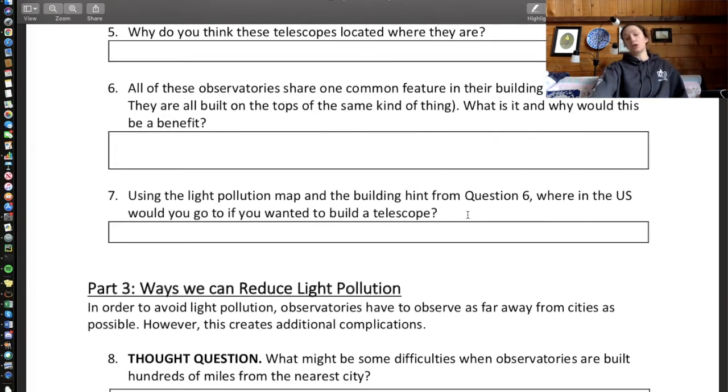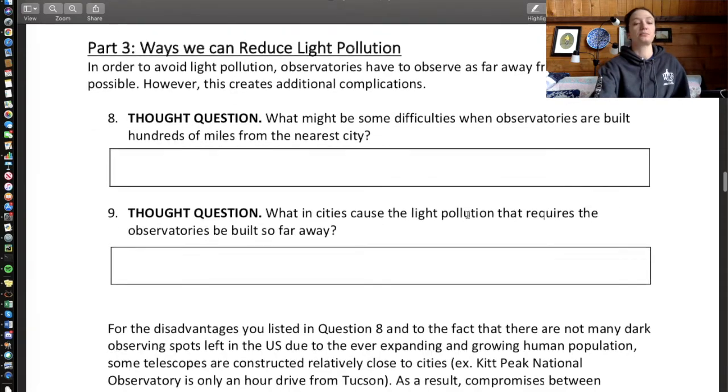where in the US would you go if you wanted to build a telescope? So would you choose to build a telescope on the East Coast, where you get a ton of rain, a ton of hurricanes, a ton of light pollution, a ton of people, and there's not a lot of dark sky parks out there? Would you choose to build it on the East Coast? Or would you go into the desert where it's much drier and you don't get as much rainfall? And would you put it maybe up on the top of your answer to number 6 to get above all that turbulent atmosphere? Just think about these things, and then where would you build a telescope?